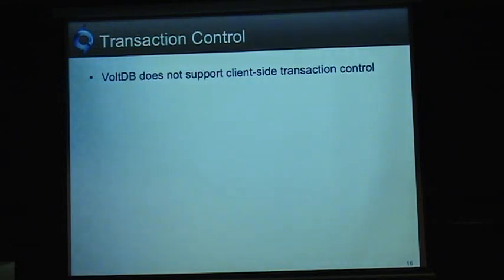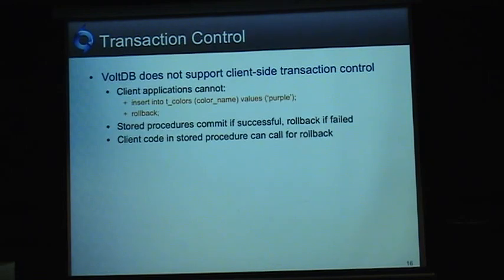Because we're asynchronous, that really leads to this bullet, transactional control. There is no client-side transaction control in Volt. And again, this was another thing that took me a while to get my head around when I started using Volt coming from an Oracle world. So as that first bullet says, you cannot do insert into T colors, color name, values, purple, and then roll back.